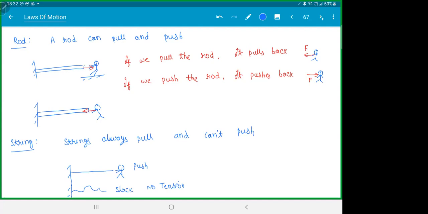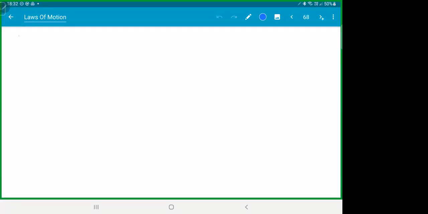Can I go ahead? Next thing, before jumping into the second law, we need to define something called momentum. The symbol is P bar. Momentum is given by mass into velocity.